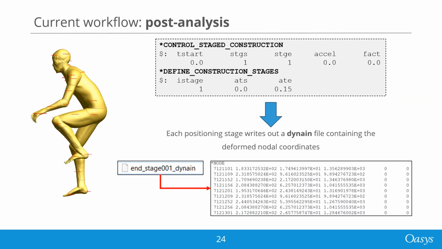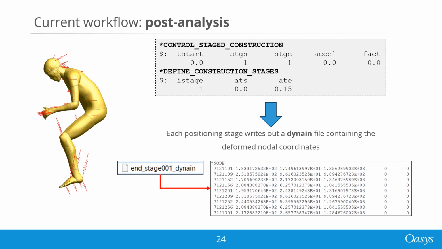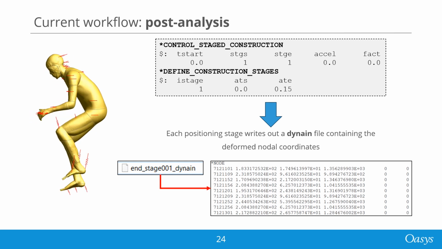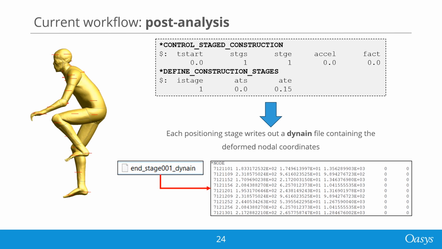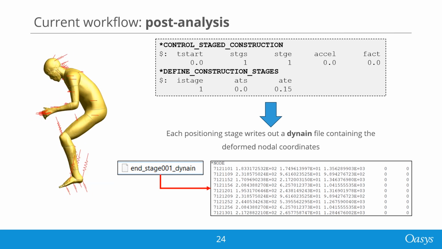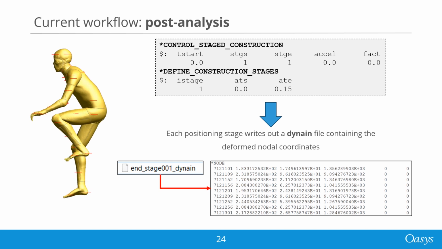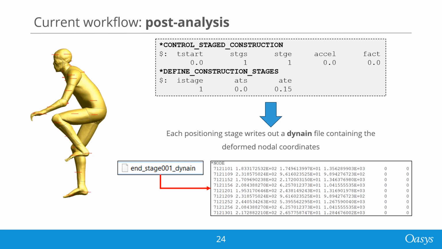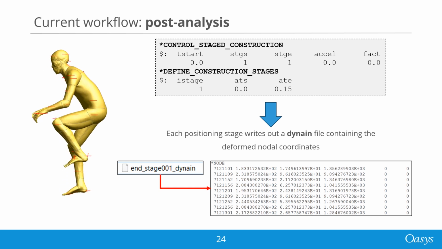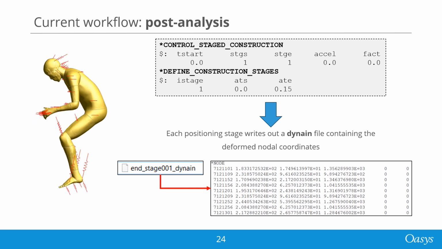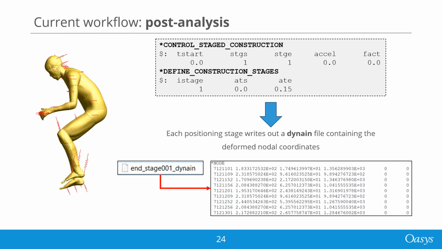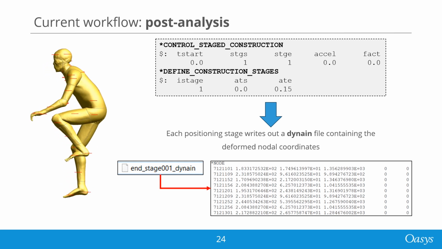Once the model has been created and run in LS-DYNA, the positioning analysis results are obtained. The stage construction keyword is used to define the number of positioning stages. In this example, we have a single stage analysis where one set of cables are moving the thumbs model into the target position. Once complete, the analysis produces a DynaIn file for each stage of positioning. This file contains the new deformed nodal coordinates and initial stress information from the analysis.